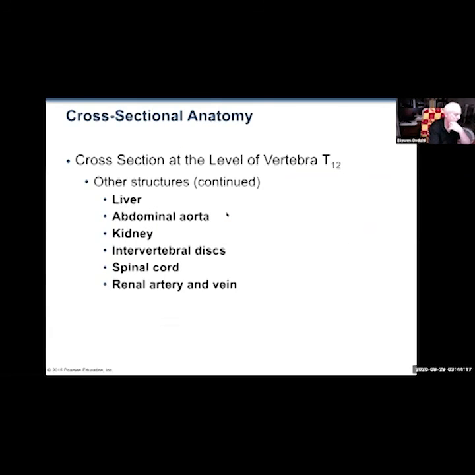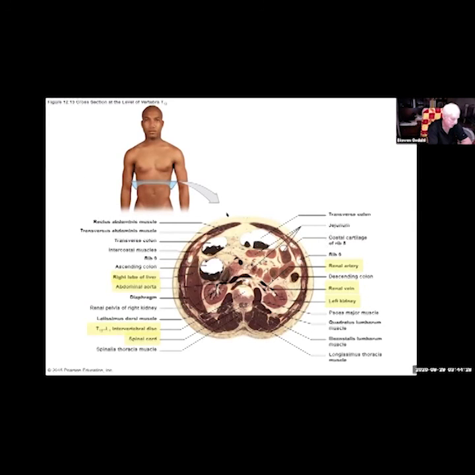Okay, you also have the liver, the abdominal aorta, the kidney, intervertebral discs, spinal cord, and renal artery and vein. So here's your renal artery, which supplies the kidneys. This is your renal vein, which takes blood out of the kidneys. And this is your left kidney. This is the spinal cord. Again, T12 through L1 vertebrae.